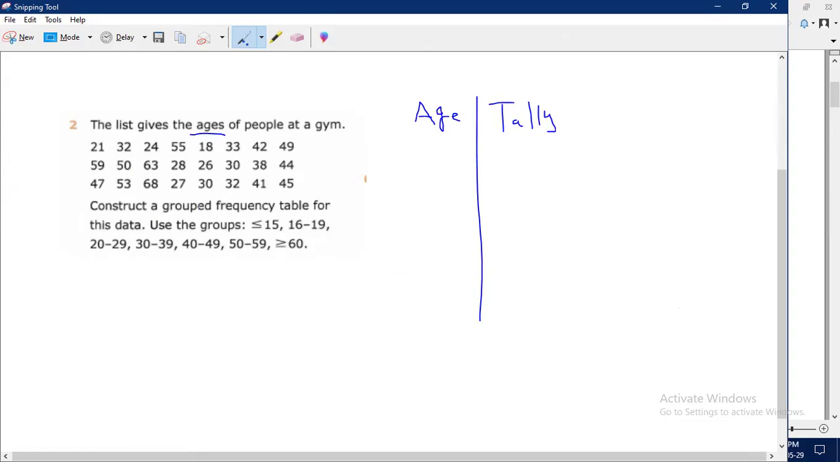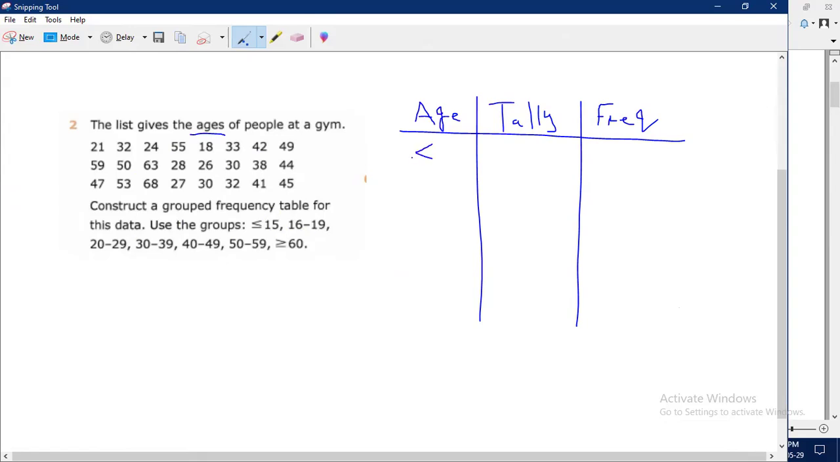And then it says grouped frequency table, so of course we need frequency. Why is it called a grouped frequency table? Because the data here is not value by value. It's grouped, like from 16 to 19, from 20 to 29. Now we write the groups that are already given in the question.